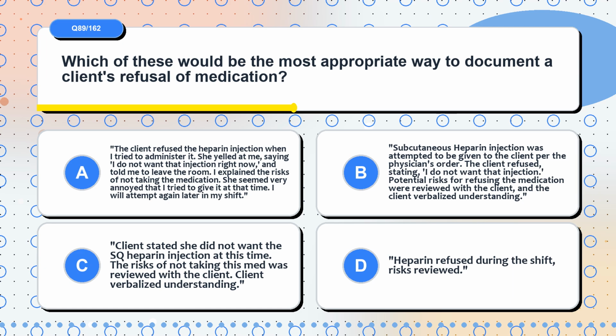Option B. Subcutaneous heparin injection was attempted to be given to the client per the physician's order. The client refused, stating, I do not want that injection. Potential risks for refusing the medication were reviewed with the client, and the client verbalized understanding. Option C. Client stated she did not want the SQ heparin injection at this time. The risks of not taking this med were reviewed with the client. Client verbalized understanding. Option D. Heparin refused during the shift. Risks reviewed.